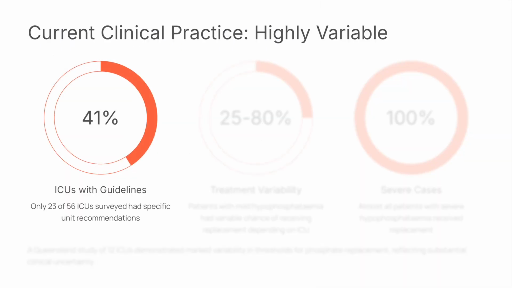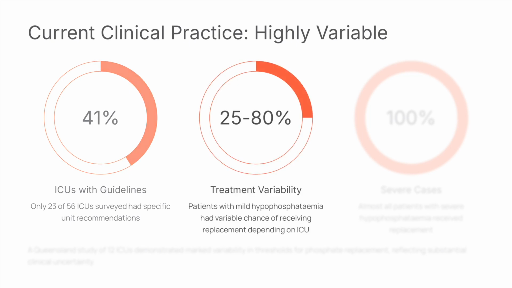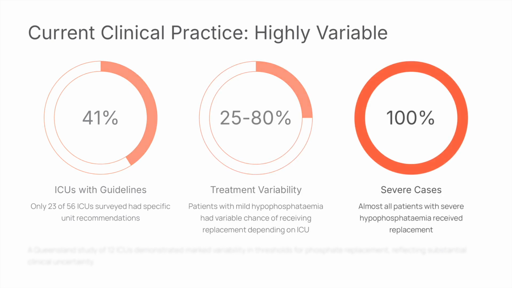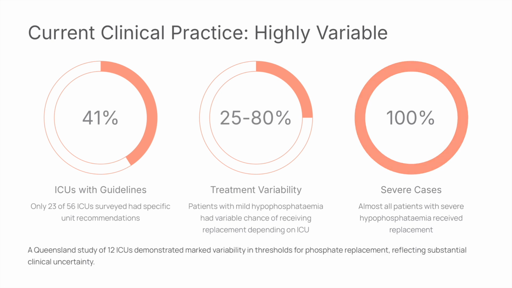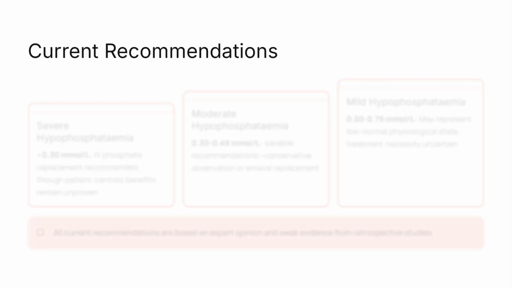Regarding the current practice, there is a lot of variation. Almost 23 of 56 ICUs did not have any specific recommendation. The treatment variability was as high as 80%. However, almost all severe cases were treated, that is, phosphate less than 0.3. So this variability means whether they were treated or not and what was used for treatment. This was based on a Queensland study of 12 ICUs.